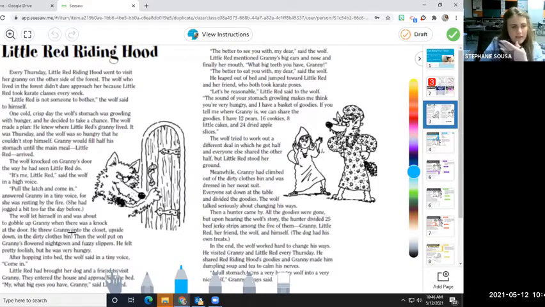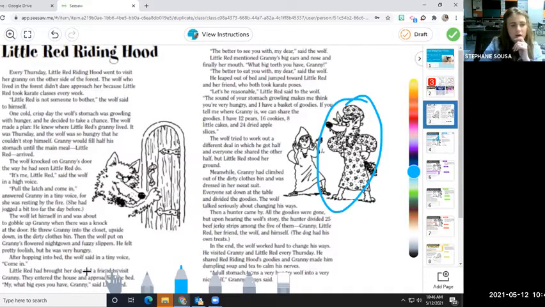He threw Granny into the closet upside down in the dirty clothes bin. Then the wolf put on Granny's flowered nightgown and fuzzy slippers. He felt pretty foolish, but he was very hungry. After hopping into bed, the wolf said in a tiny voice, "Come in."